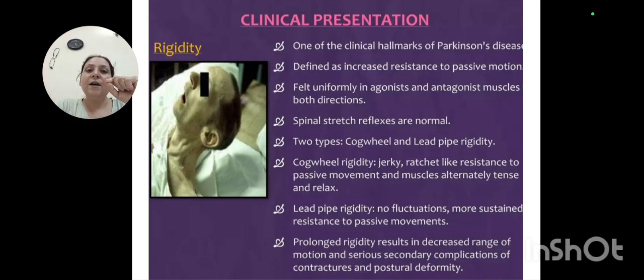Tone is the resistance to passive movement. What is normal tone? The resistance, or the increase in tension, which we feel when we move an arm passively is called the tone. This is the normal tone, and we say tone is increased when we find a good resistance to the normal passive movement. In this increased tone, the tone of the agonist muscles as well as the antagonist muscles is increased. Both at the same time.